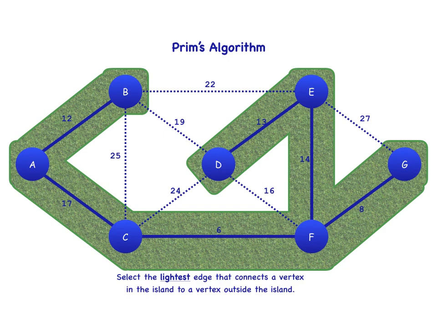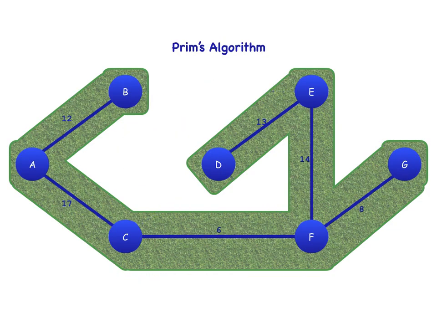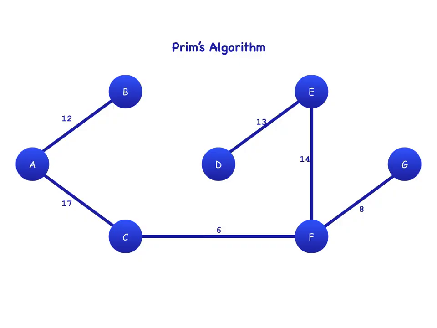We now have all vertices in one island, thus indicating that the algorithm is complete. All edges that have not been traversed get discarded, thus completing the spanning tree problem.